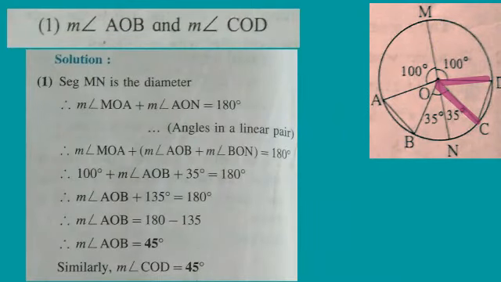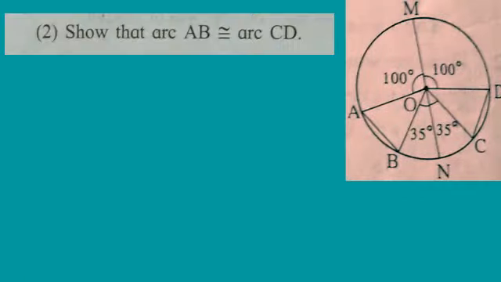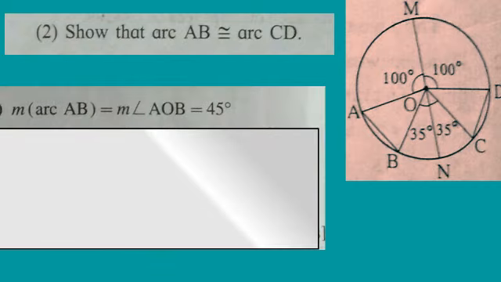If you want, you can take a screenshot and write the answer properly in your notebook. Now students, let's see the second sub question. In that we have to show that arc AB is congruent with arc CD. Let's see the answer. Here students, measurement of arc AB is equal to measurement of angle AOB is equal to 45 degrees, which we found in our previous question. As we know, the measurement of an arc and the measurement of its corresponding central angle are the same. That's why arc AB is equal to measurement of angle AOB is equal to 45 degrees.